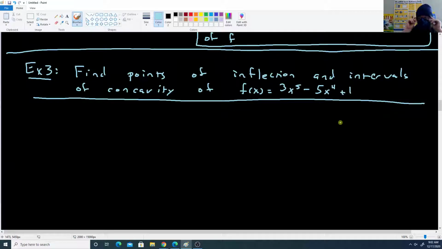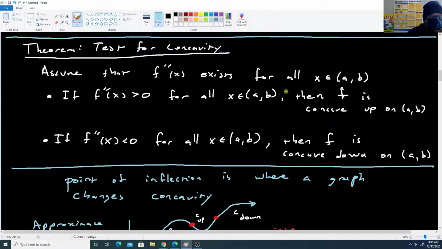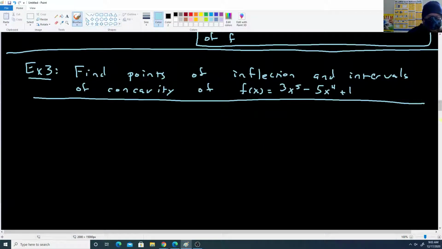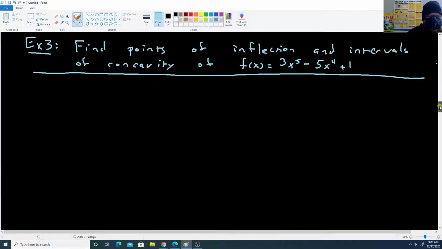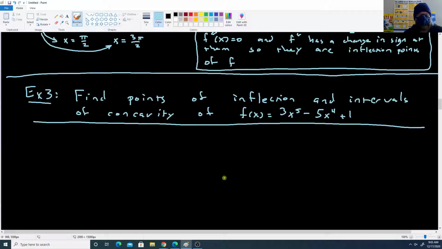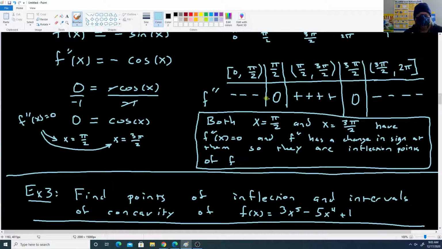So point of inflection is based where the second derivative is 0 with the change in sign. Intervals of concavity, if you remember from back up here, our test for concavity, if the second derivative is positive, then we're concave up. If the second derivative is negative, then we're concave down. So basically all of points of inflection and intervals of concavity, this is all second derivative stuff. So we're going to figure out where is the second derivative equal to 0, and we're going to build a chart. Okay, there's the zeros. We'll figure out where it's positive and negative.